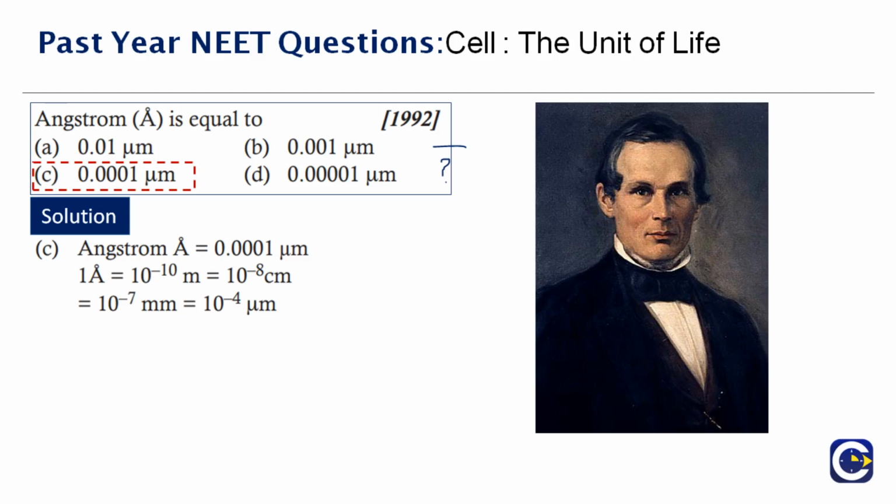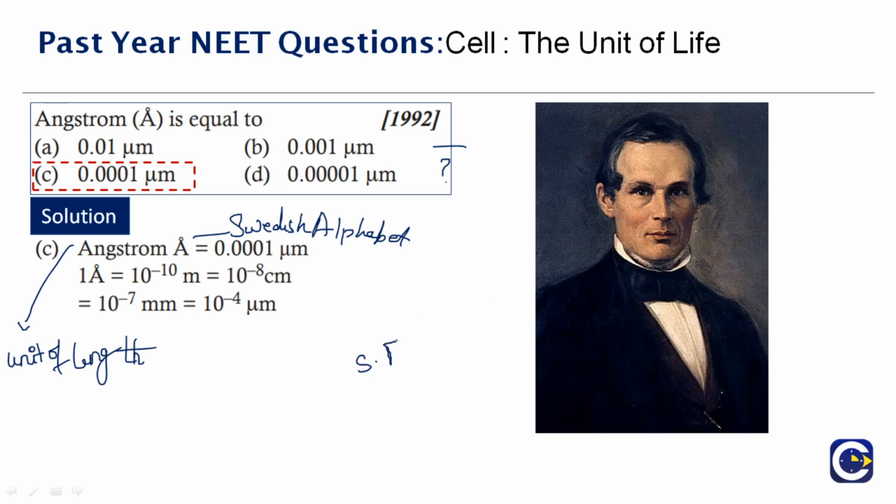Now, what is this angstrom actually? It is a unit of length. Okay, this is a unit of length. Usually, this angstrom, if you see, it's actually a Swedish alphabet. Okay, and this was the person who discovered this particular unit called angstrom. Now a very important thing to note here is angstrom doesn't come under SI unit.